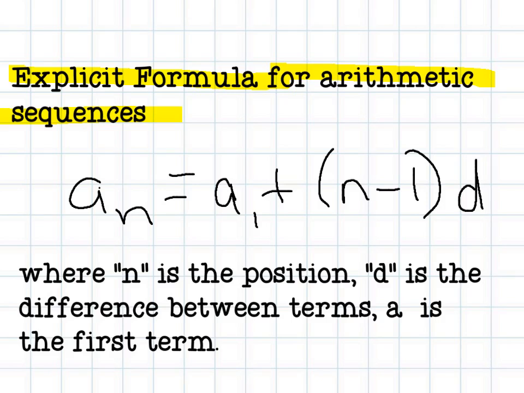Okay, now this formula is what we're going to use to find some term within a sequence. An explicit formula for an arithmetic sequence is a subscript n equals a subscript 1 plus parentheses n minus 1 times d, where n is the position of the number in the sequence, and the d over here is the common difference, and a subscript 1 is the first term in the sequence, and that appears there.